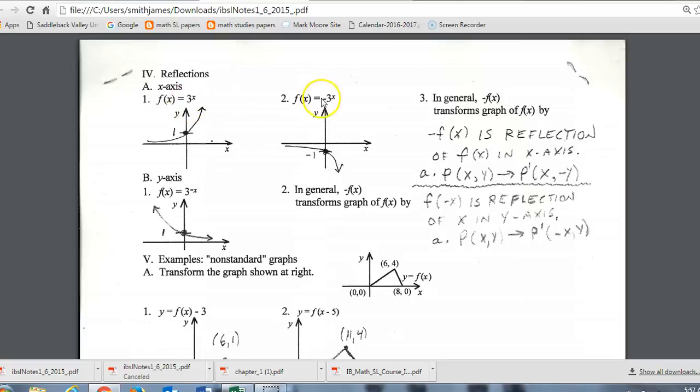So right here, again, if you change the sign of the entire function, it's going to do a reflection across the x-axis, so it's reflecting up and down. But if you apply the negative to the x itself, now it's going to affect your graph left and right. So now it's going to reflect across the y-axis. So again, here was the parent function graph. You attach the negative to the x, and you get a reflection left and right across the y-axis.